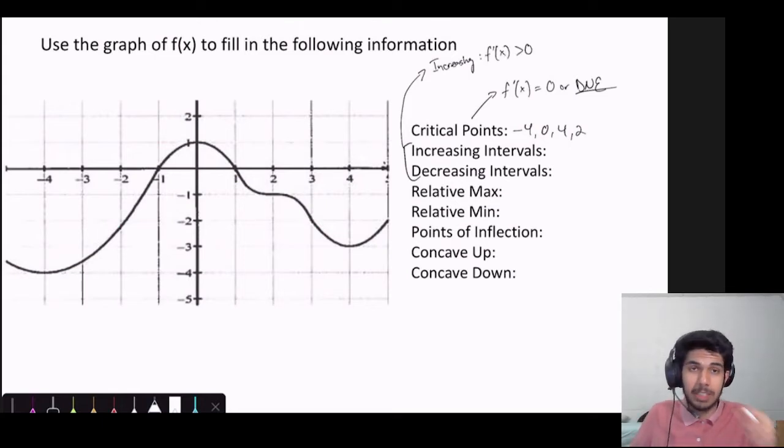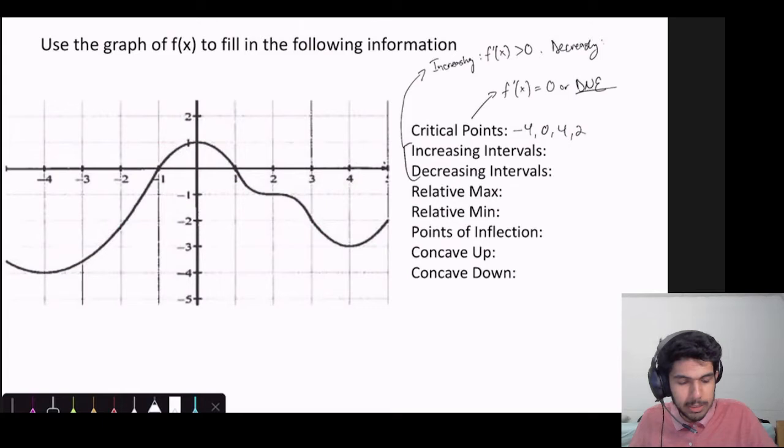We want the slope of the tangent line to be positive. And for decreasing, we want f prime of x to be less than 0. We want the tangent lines to have negative slope. So let's just start traversing our graph and seeing what the tangent line looks like. Before x equals -4, it seems that our tangent lines have a negative slope. So then, when does it change?